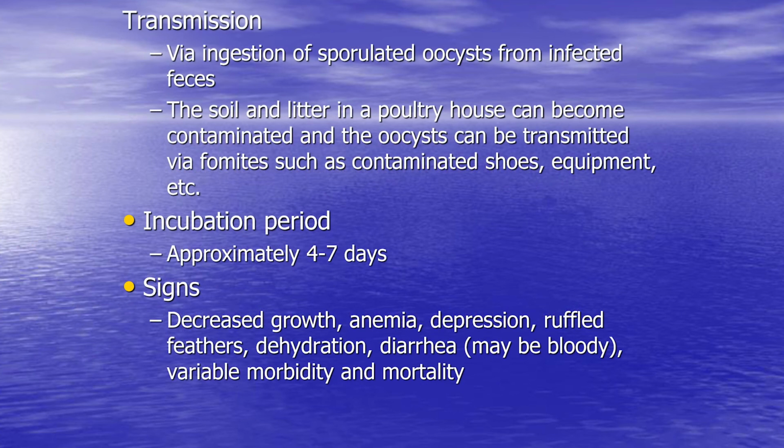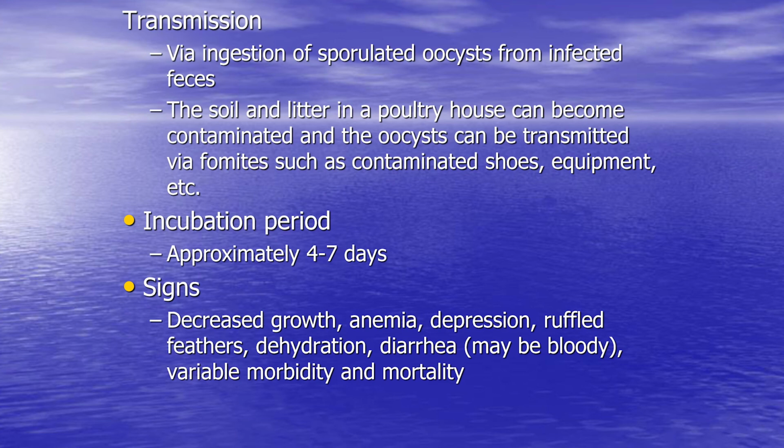How is this one transmitted? What happens is the protozoan forms a sporulated oocyst. Think of it as kind of just an egg that's shed in the feces. A bird in the house picks up those infected feces on their feet, takes it in orally. So we can have contamination of the soil and litter in the poultry house. These oocysts can be carried into other houses on your shoes, on equipment. This is why we like to keep shoes clean. Incubation period, about a week, roughly 4 to 7 days.